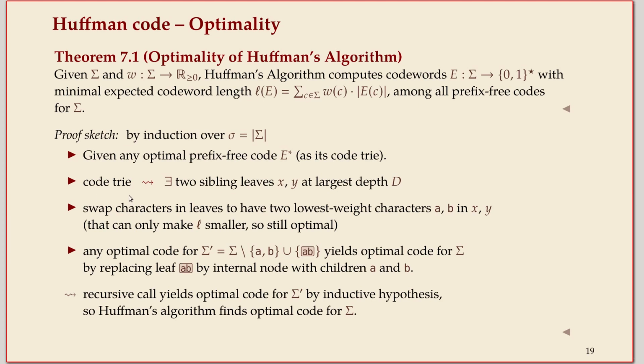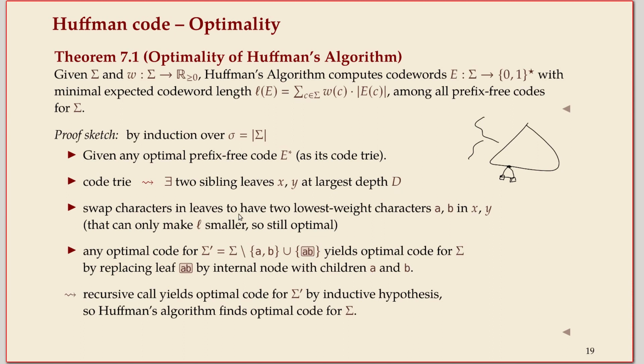Now, because this is a trie, there will be two leaves that are siblings and that are at the largest depth D. No matter what this trie looks like, at some point you will have a deepest node, and that node cannot be an internal node, otherwise there would be an even deeper leaf. So you will always find two leaves that are siblings at the largest depth.